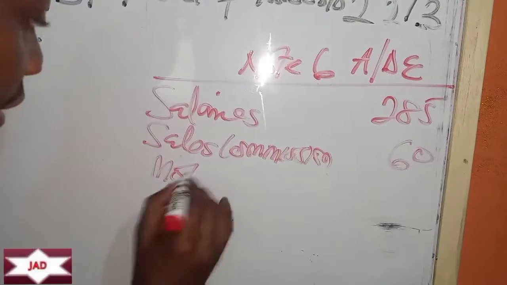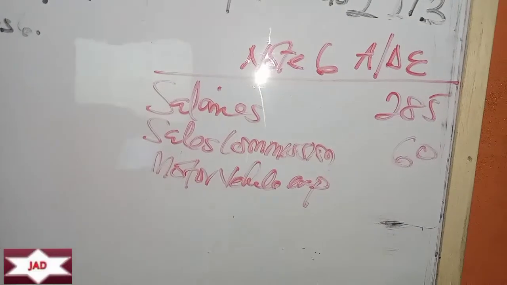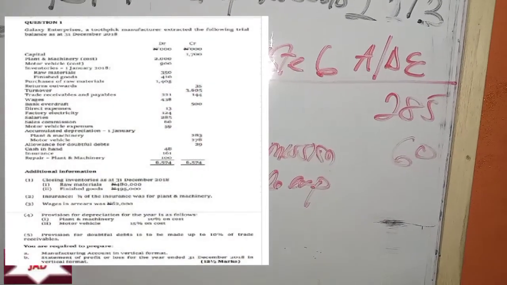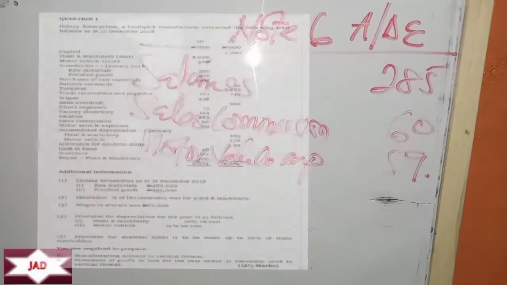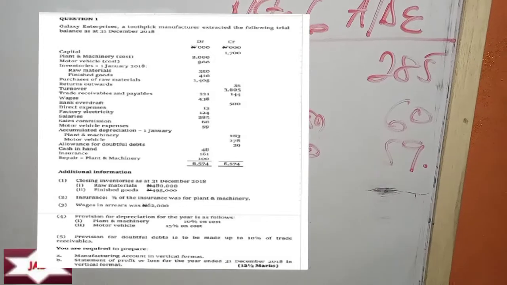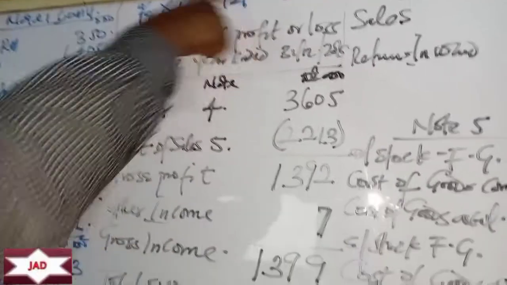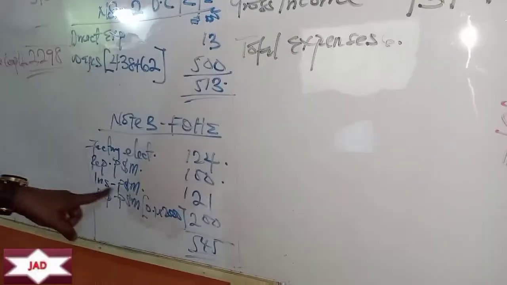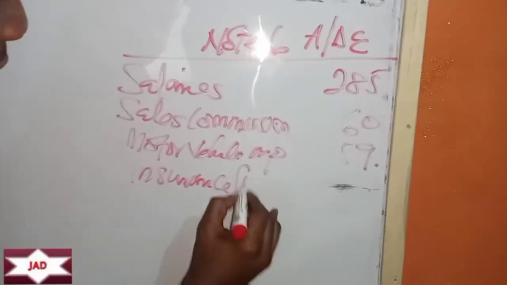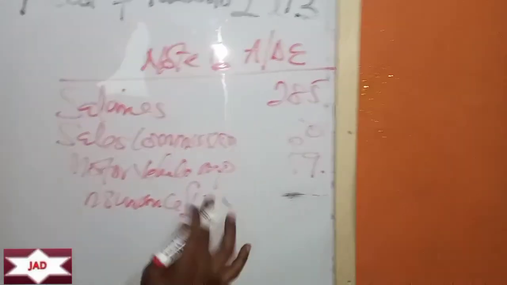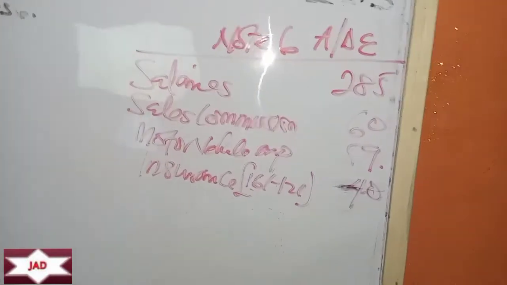So we have motor vehicle expense. What's there? I can see 59. The next one there, what's the next expense there? Insurance. Remember, we distributed insurance. Insurance is 161. We've taken 121 to factory overhead expense. So the balance will come here. So that's 161 minus 121. So what do you have here? 40.